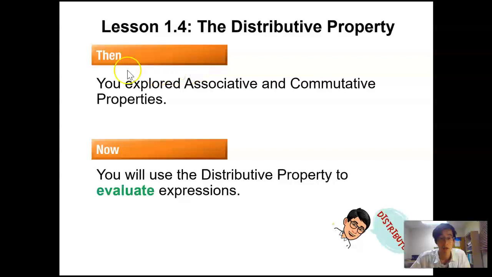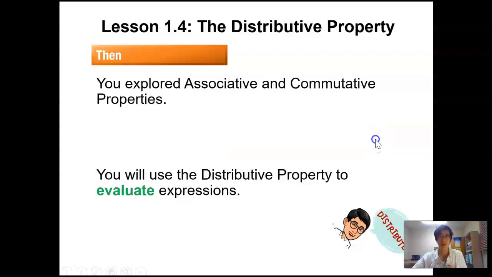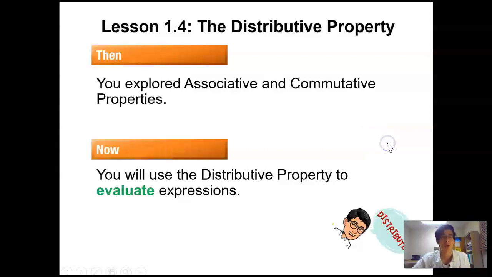So in 1-3, we looked at the associative and commutative property, how to group numbers in parentheses, and also how to shift them around to make mental calculations easier. Now we're going to look at the distributive property, how to multiply that factor over many terms in a parentheses to evaluate expressions. We're going to use this a lot in algebra, so let's do this.